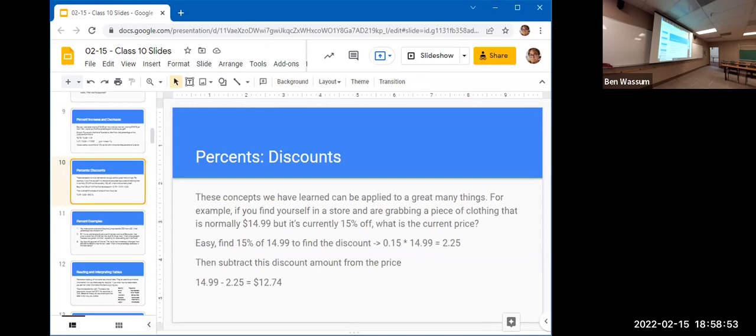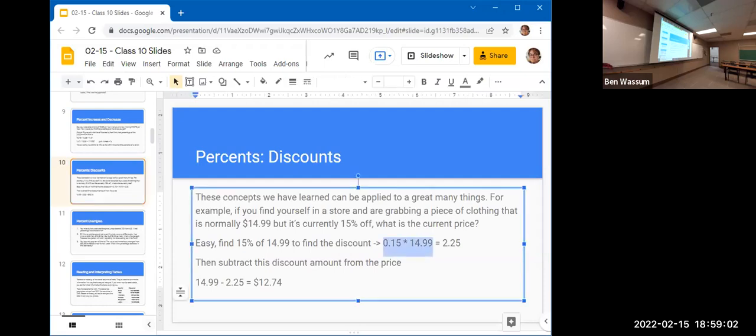So you would say, okay, well, if it's dropping 15%, what's 15% of what we started with? Okay. So you multiply the 0.15 onto the $14.99 price, you get $2.25. All right, so that's the discount amount. It's going down by $2.25. So what's the current price? That minus $2.25.